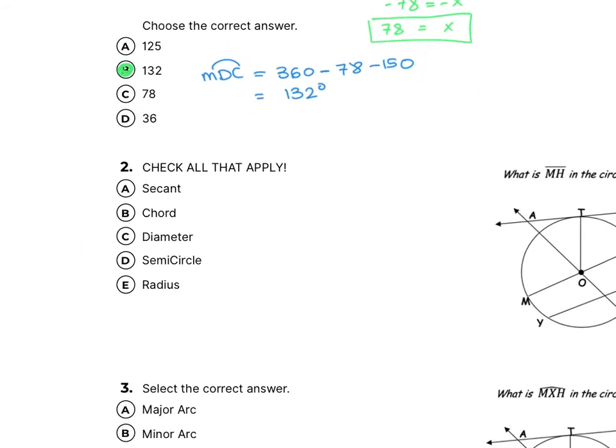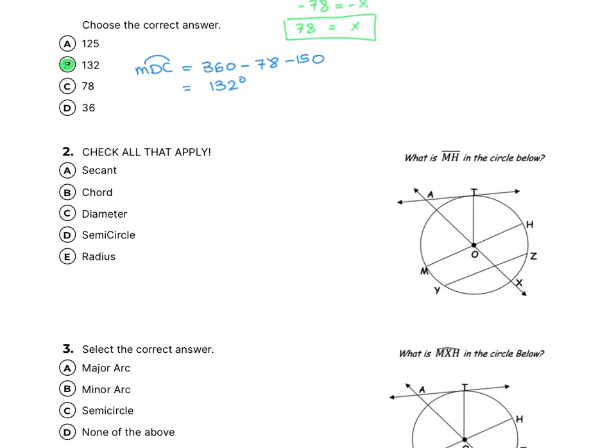Now let's move on to number 2. If I look at segment MH, this means line segment MH. So line segment MH is a chord because the two endpoints of MH lie on the circle. And this chord is actually going through the center O, so that is also a diameter.